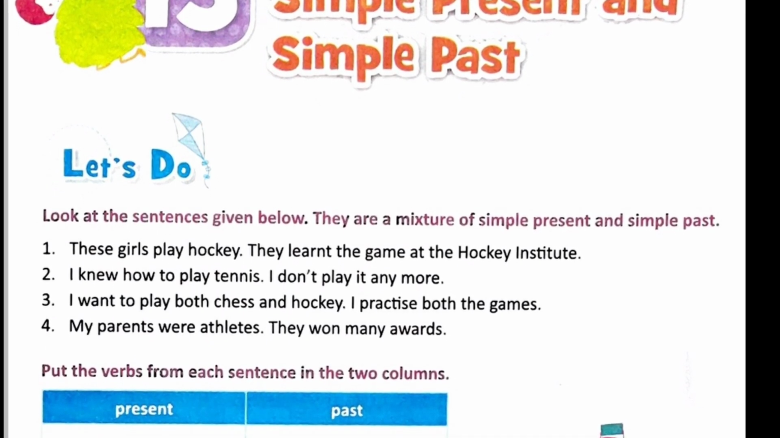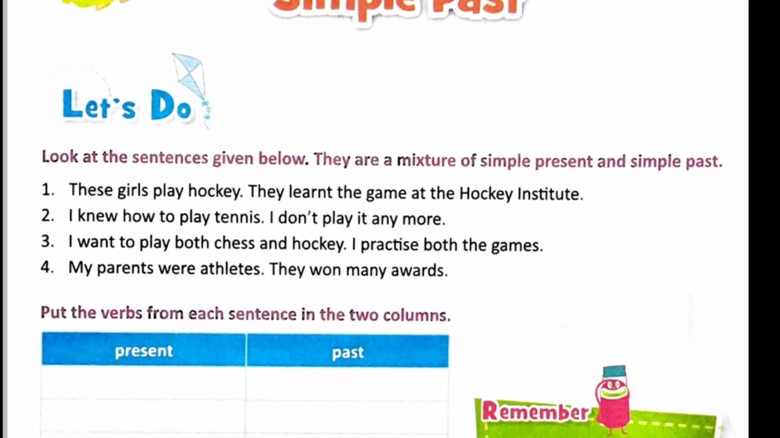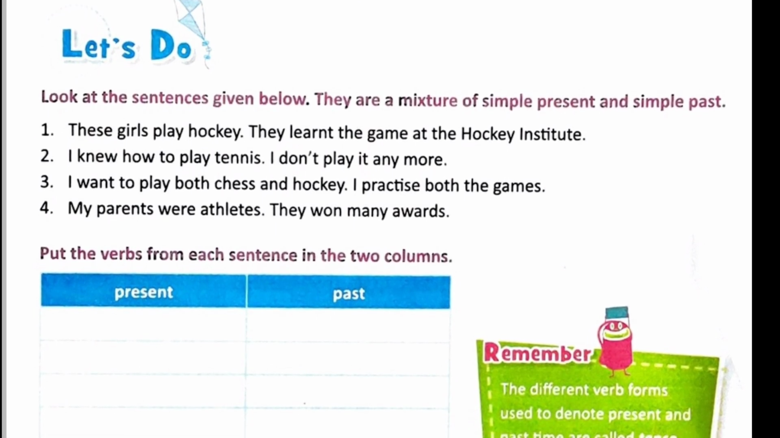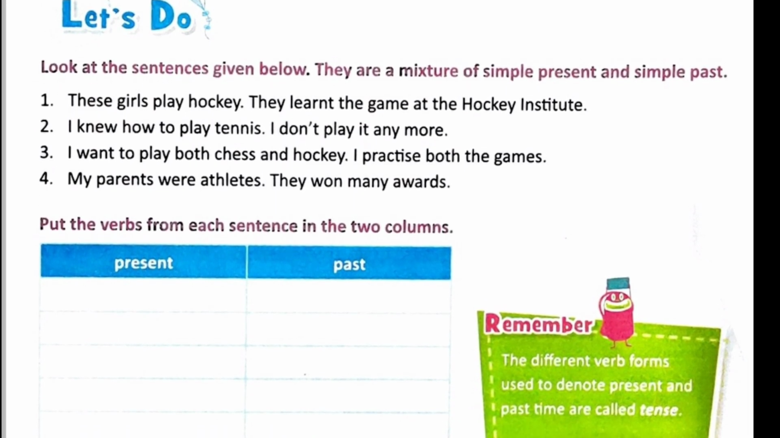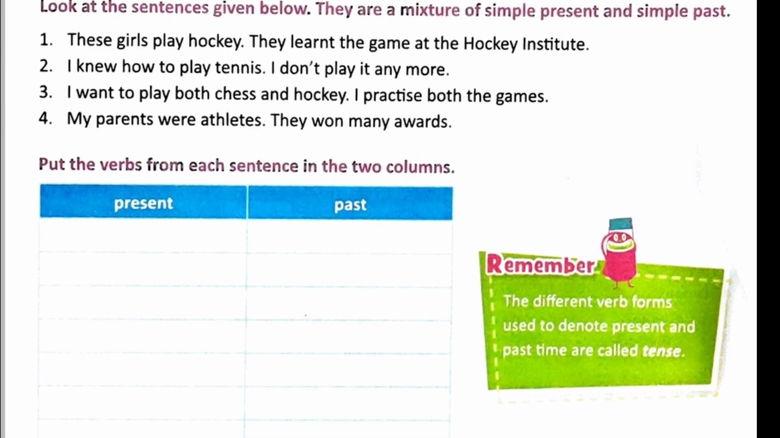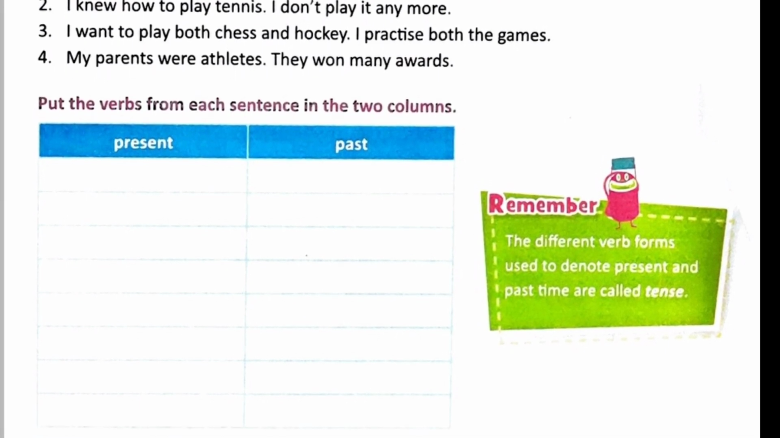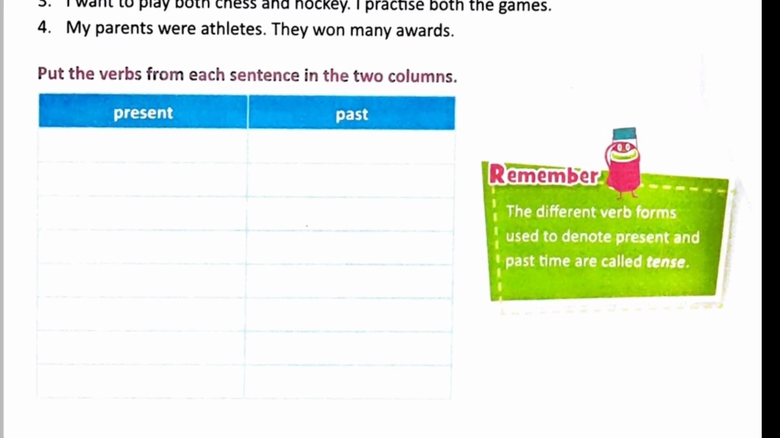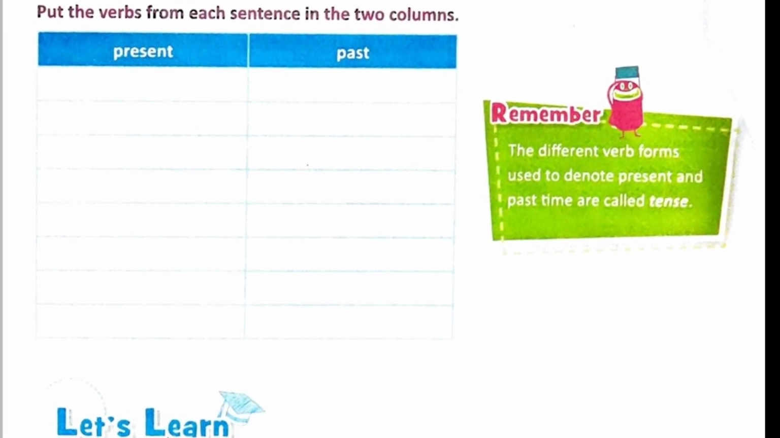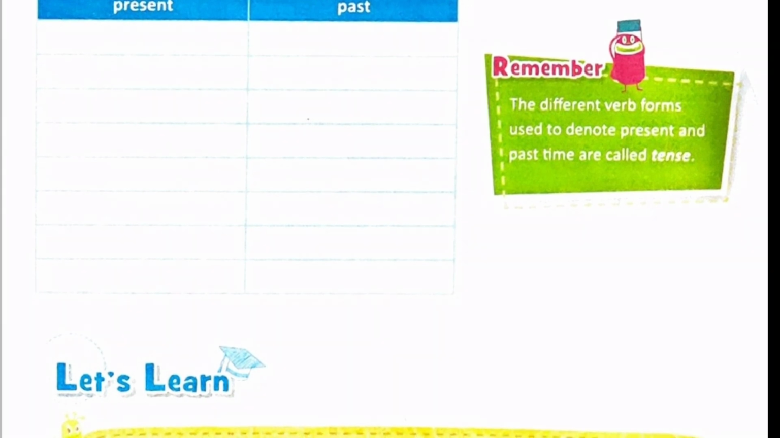Look at the sentences given below. They are a mixture of simple present tense and simple past tense. The first one says, these girls play hockey. They learnt the game at the Hockey Institute. So we have to find out the simple present tense verbs and simple past tense verbs. And then we have to record these in the table given below. This way you have to do the first to fourth sentence. You have to underline the verbs and write them in the appropriate column.